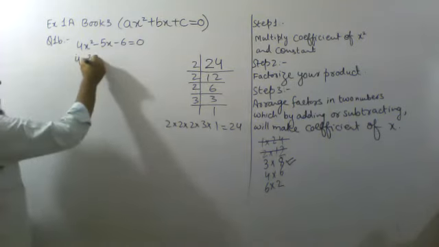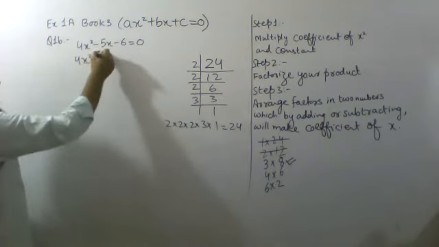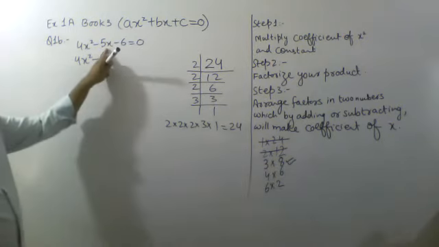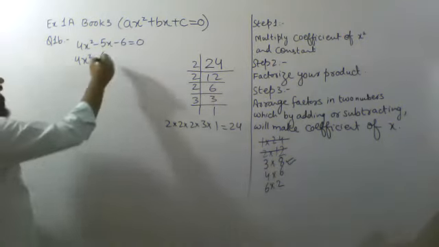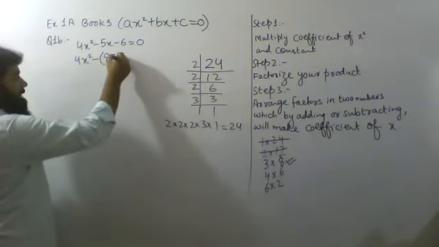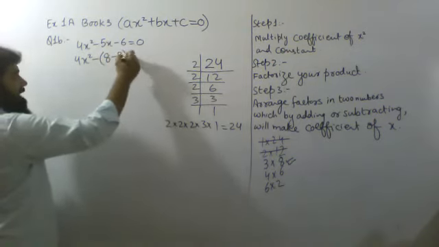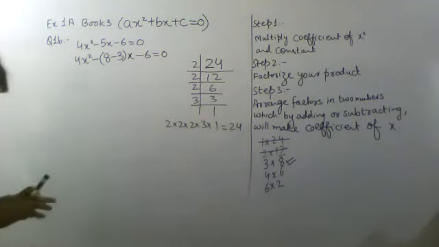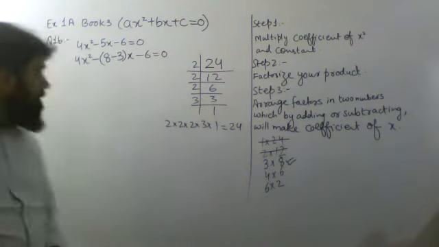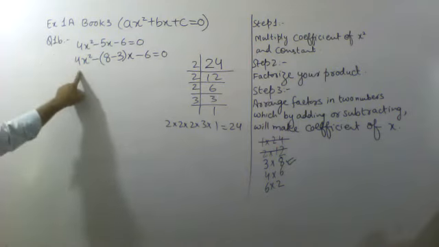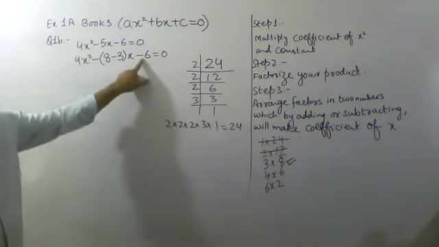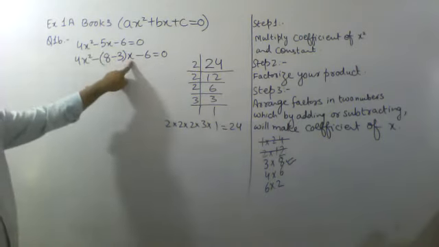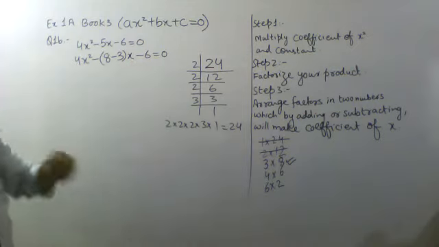4x square minus 5x... So 8 and 3, how will I take the difference? It should be equal to 5. I will write 8 minus 3, and then x will be written as it is, minus 6 equals 0. You will not do anything. 4x square is written as it is, minus 6 is written as it is, the sign before the number is written as it is, and the variable after the number will be written as it is.